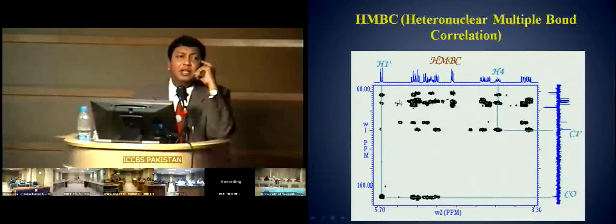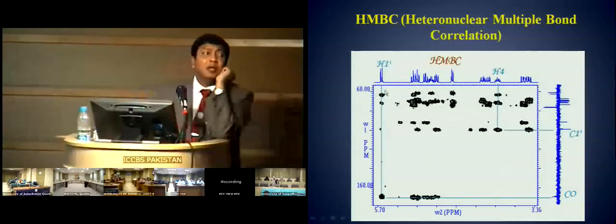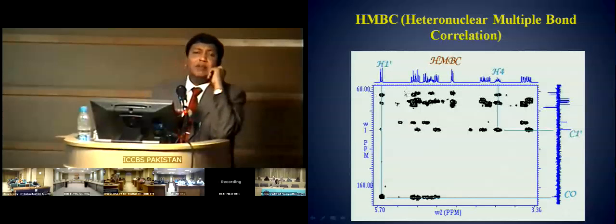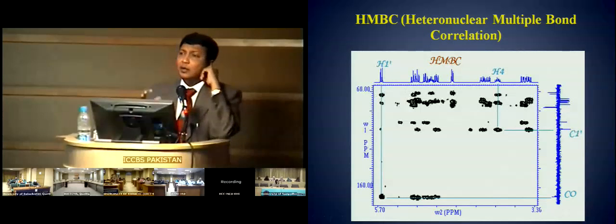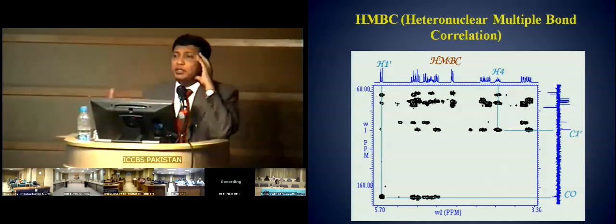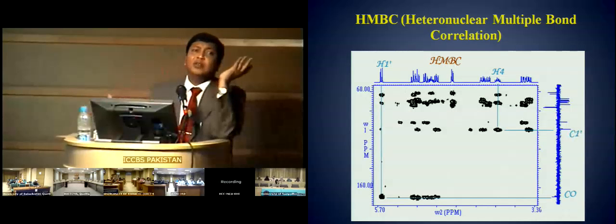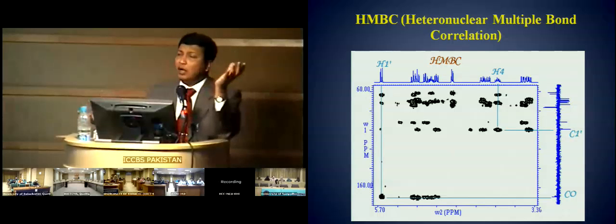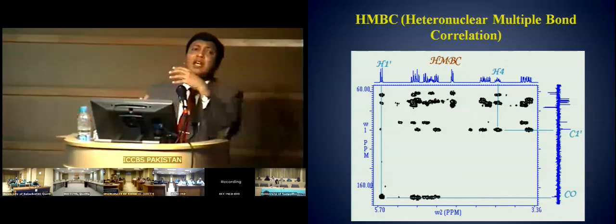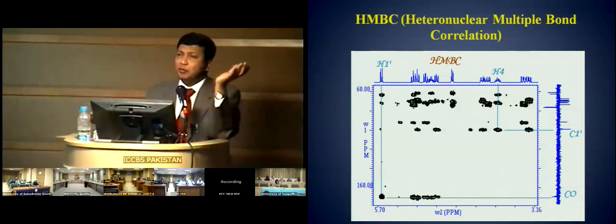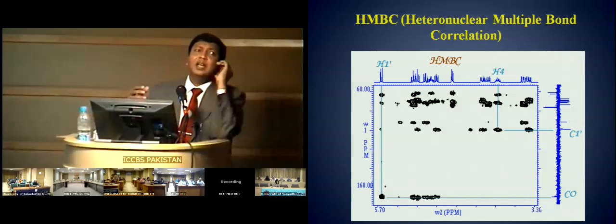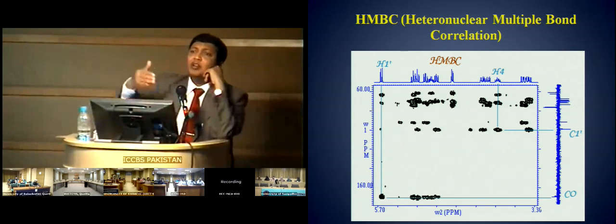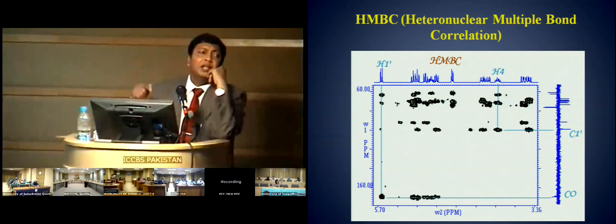Because this is a 1-3 coupling. Now, this is an extremely, tremendously powerful technique, because whatever you have learned so far was largely bits and pieces. TOCSY will give you a spin system. INADEQUATE will give you coupling between carbon-carbon. HMQC will give you coupling between proton-carbon. It cannot really go beyond a spin system.